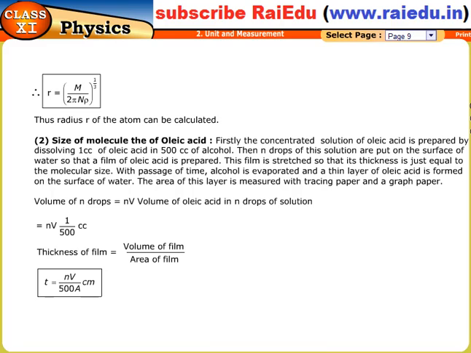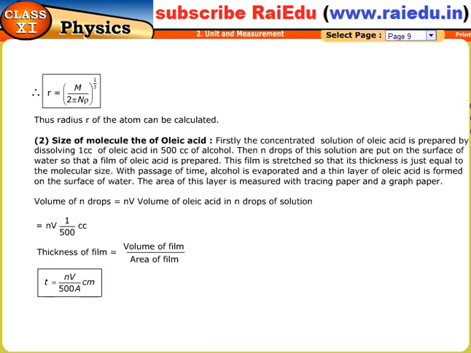Size of molecule of oleic acid. Firstly, a concentrated solution of oleic acid is prepared by dissolving 1 cc of oleic acid in 500 cc of alcohol. Then, n drops of this solution are put on the surface of water so that a film of oleic acid is prepared. This film is stretched so that its thickness is just equal to the molecular size. With time, alcohol is evaporated, and a thin layer of oleic acid is formed on the surface of water.